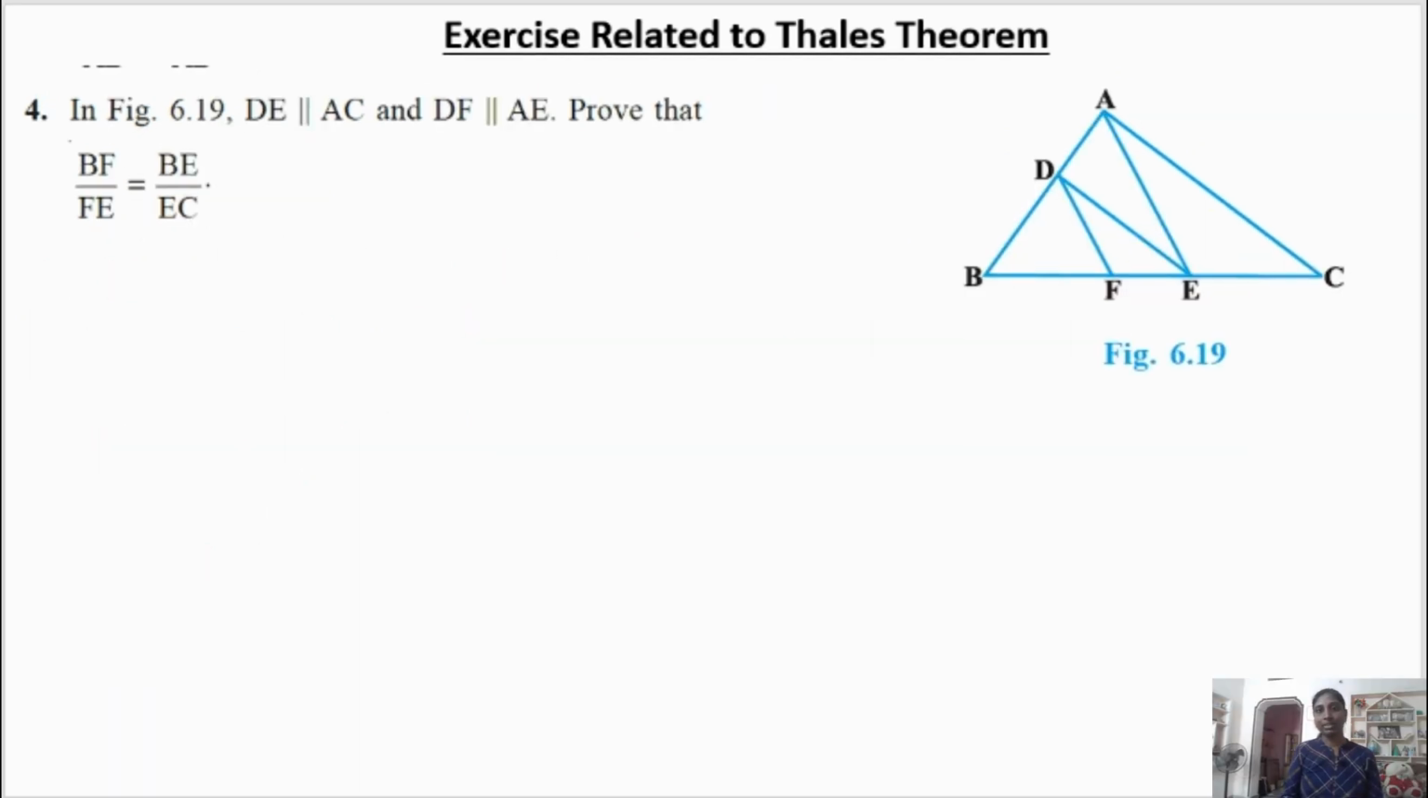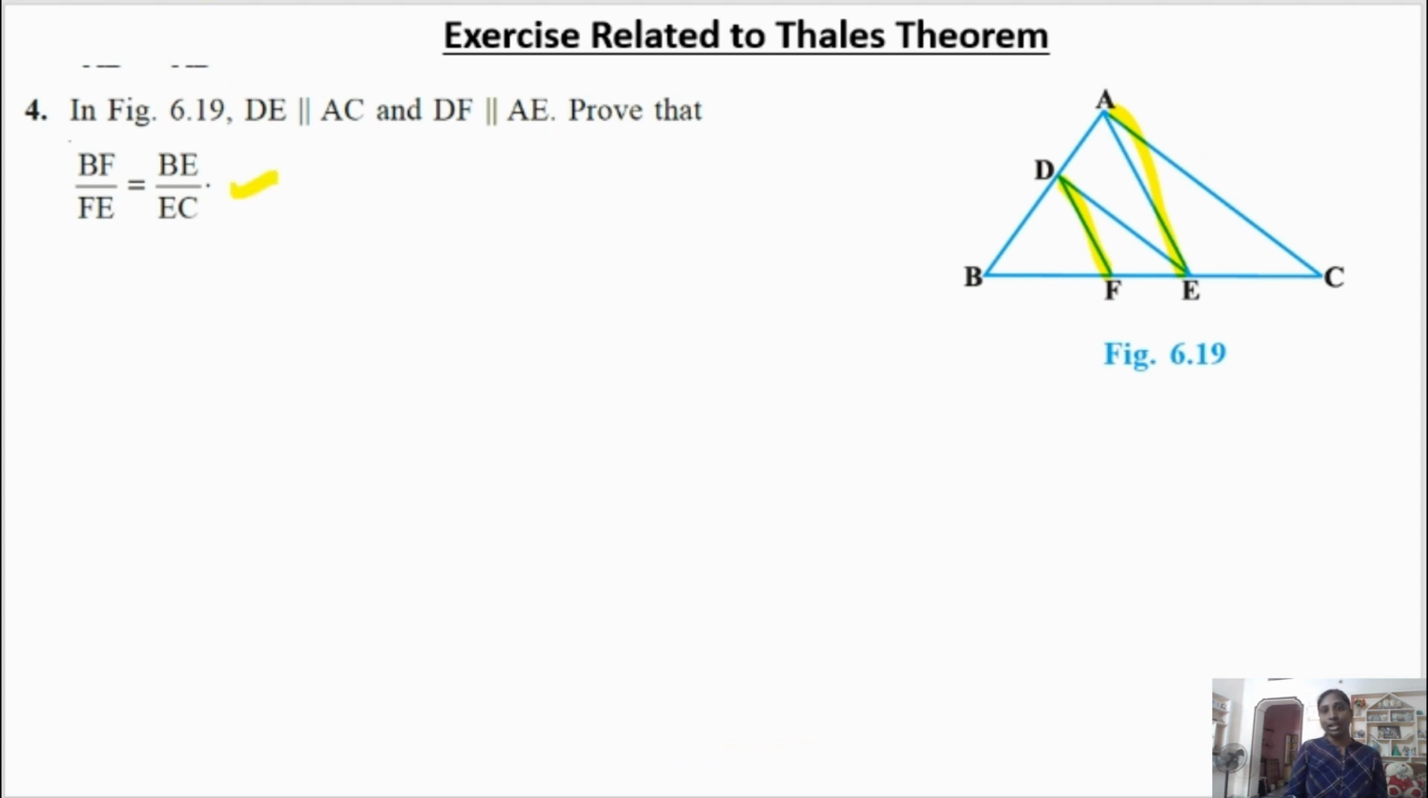So here we have the next question. Let's read it. In figure 6.19, DE is parallel to AC and DF is parallel to AE. What is parallel to what here? DE is parallel to AC. Now, one more thing is given. DF is parallel to AE. We have to prove this.